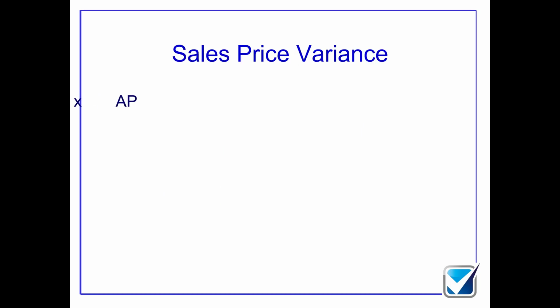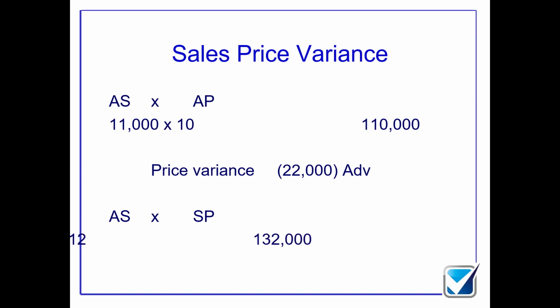My sales price variance will be actual sales at actual price, and I'm going to compare that with actual sales at standard price. So if you think about the way the numbers tie in here, actual sales were 11,000 units. Actual price is only $10 per unit. That gives me a total revenue of $110,000. What then happens is actual sales of 11,000 multiplied by the standard price of 12 gives me 132,000. That gives me an adverse price variance. But we knew it was going to be adverse because we've sold these things at $10 instead of the $12 we thought we could sell them for. So there's the difference. So there's a big difference.